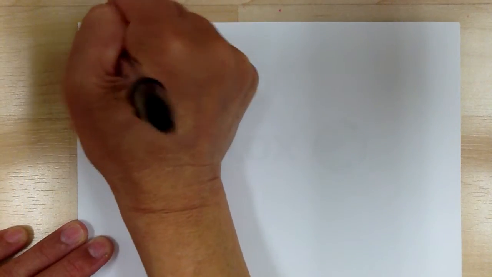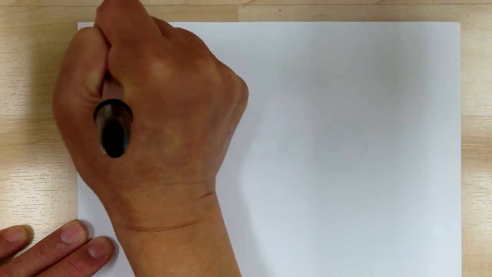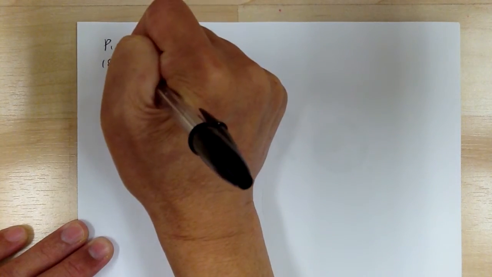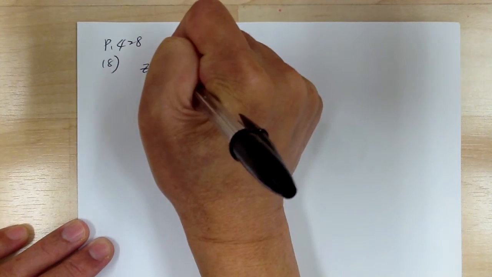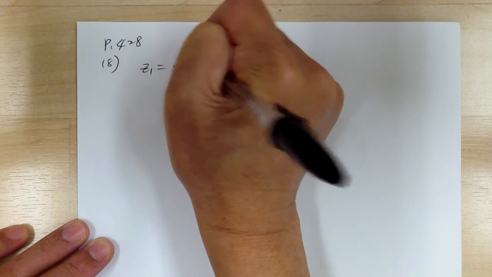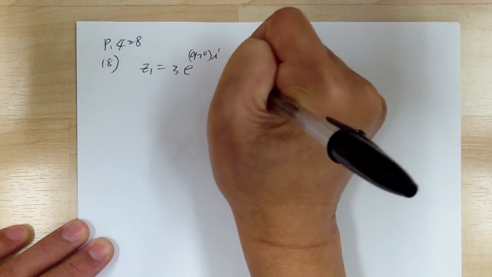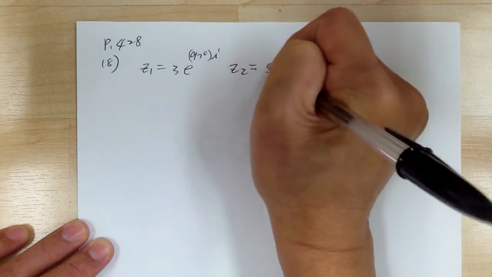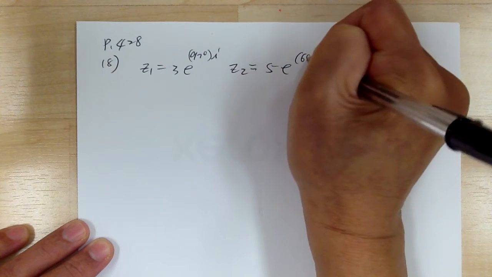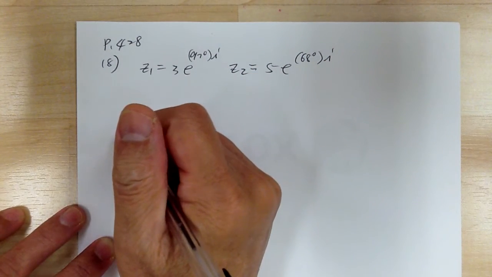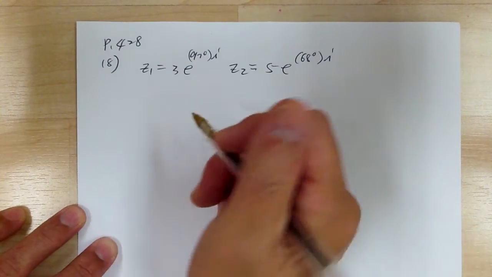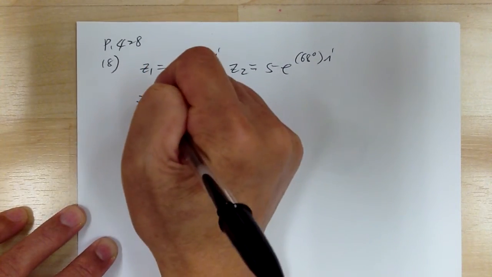Okay, let's go to number 18. You have z1 equal to 3e to the 97 degree i, and z2 equal to 5e to the 68 degree i. They want you to find z1 times z2 and z1 divided by z2. So let's do the multiplication first.